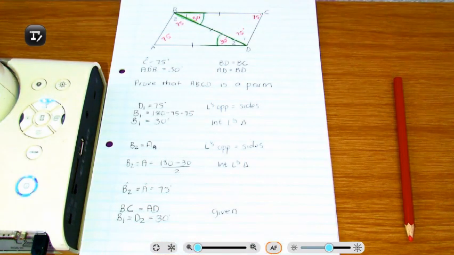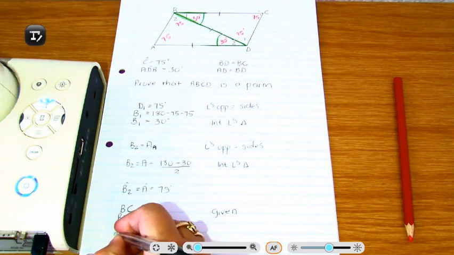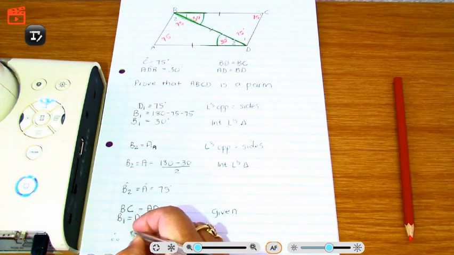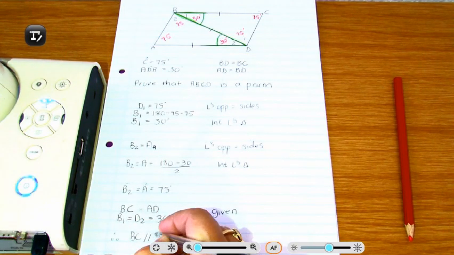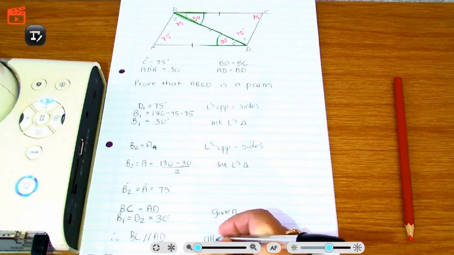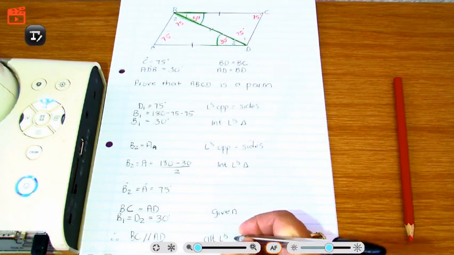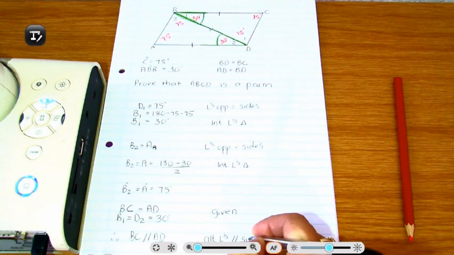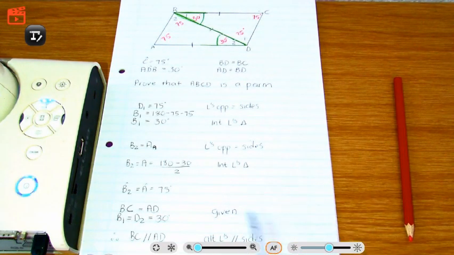Okay, so therefore BC is parallel to AD. My reason would be alternate angles, parallel sides. Okay, so we've proven that BC is parallel to AD.